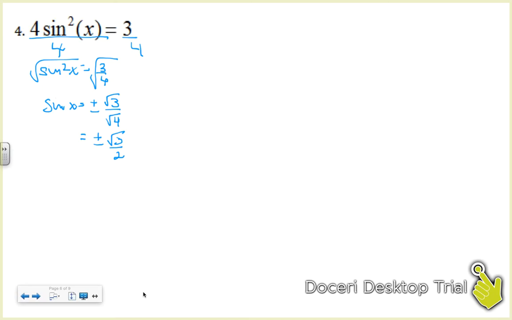So we're looking for where is sine positive square root of 3 over 2, and where is it negative square root of 3 over 2. And if you notice that will be all 4 quadrants, because your positives will be 1st and 2nd, the negatives will be 3rd and 4th. So you're just looking for when your y values are equal to square root of 3 over 2. So you just go around the unit circle. So pi over 3, 2 pi over 3, 4 pi over 3, and 5 pi over 3.